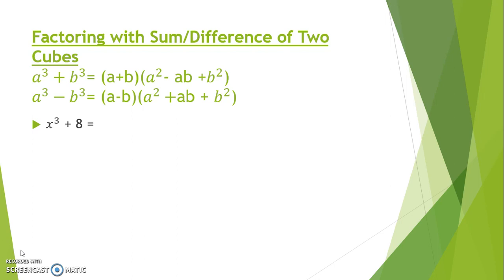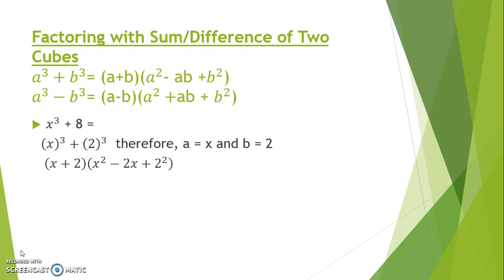First thing I have to observe is if it is an addition or subtraction, and this is an addition one, so we have x to the third plus 8. So this is x that's been cubed and 2 that's been cubed, therefore the a is going to be my x, and the b is going to be 2. So I just plug it into that top formula up there. a plus b times a squared minus ab plus b squared. So x plus 2, x squared minus 2x plus 2 squared. But don't ever leave it as 2 squared, because we all know 2 squared is really 4. So this would be your final answer.